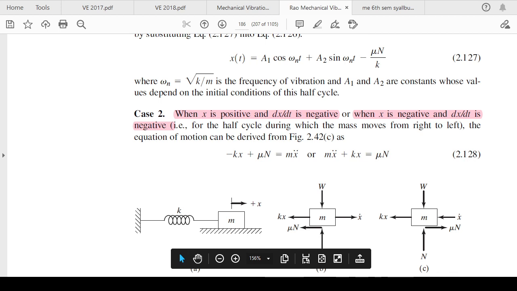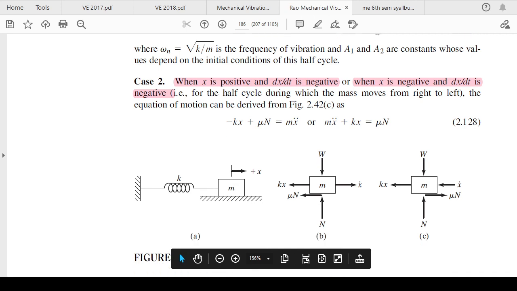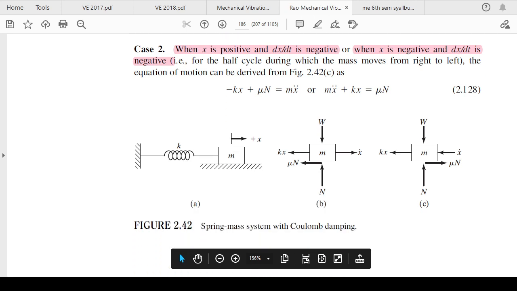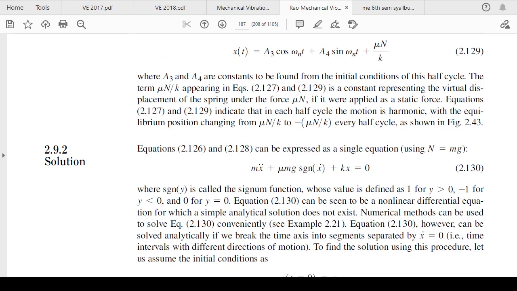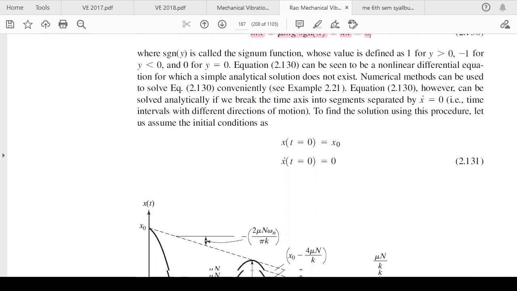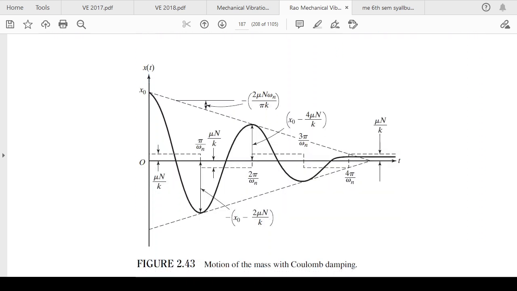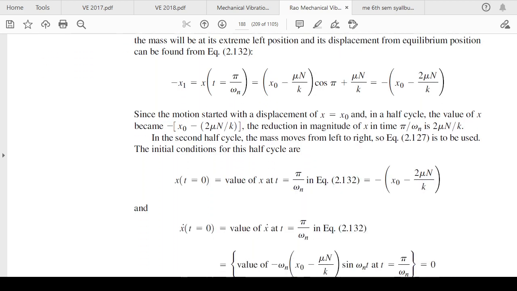The second case refers to this diagram, where you can see in the picture the spring mass system for Coulomb damping. The whole equation of motion becomes m x double dot plus mu mg sgn(x dot) plus kx equals 0. This is the equation of motion for a single degree freedom system with Coulomb damping or dry friction. In this way the motion of the mass with Coulomb damping will decay.